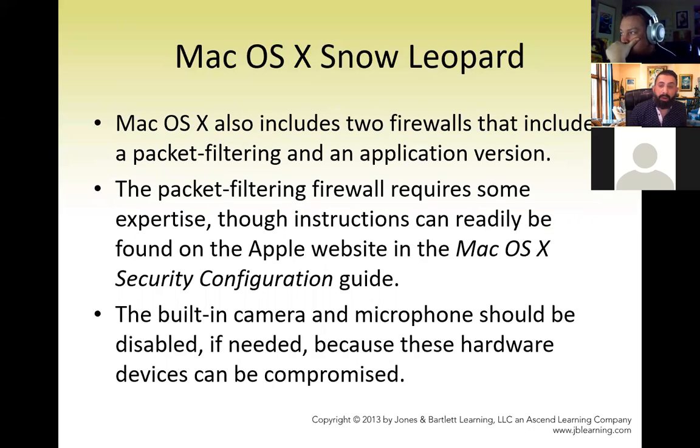Mac OS X also includes two firewalls: a packet filtering firewall and an application firewall. The packet filtering firewall requires some expertise, and the information can readily be found on the Apple website and in the Mac OS security configuration guide. We're talking about Mac, but technically this can apply to another operating system. The built-in camera and microphone should be disabled if needed, because these hardware devices can be compromised.